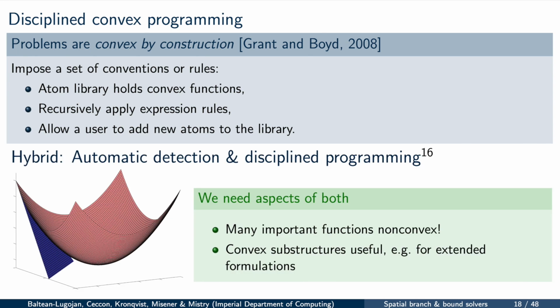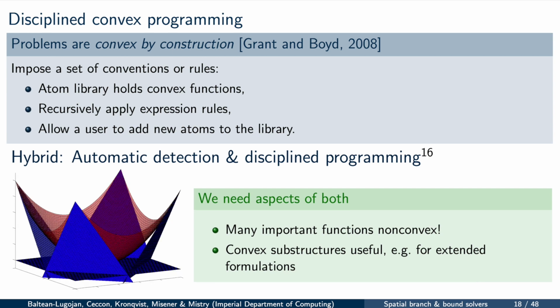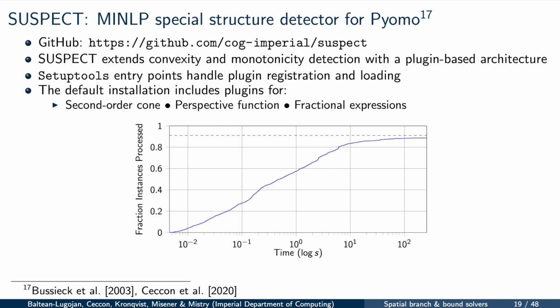So what I'd like to propose, and what I think is really exciting, is a hybrid between automatic detection and disciplined programming. So what we've developed is this software that we call Suspect. Basically, what Suspect does is that it detects special structure for Pyomo problems. Remember that Pyomo is an algebraic modeling language that will model MINLP. So what Suspect is doing is extending convexity and monotonicity detection with a plug-in based architecture.